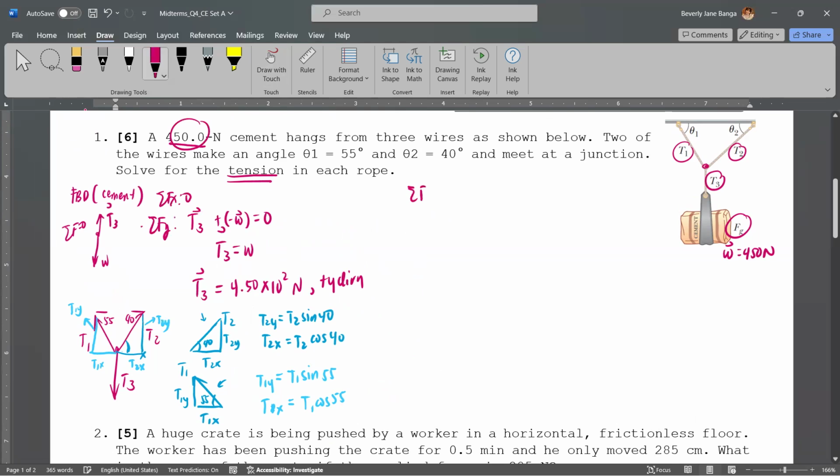So, summation of forces along x, meron kang negative T1x plus T2x is equal to 0. And for your y, meron tayong T2y, meron tayong T1y. So, summation of forces along y, you have positive T1y plus positive T2y. Dalawa silang pataas, di ba? Pag ganyan. So, T1y plus T2y plus negative T3 is equal to 0 because your T3 is directed downwards. Okay? So, directed siya downwards.